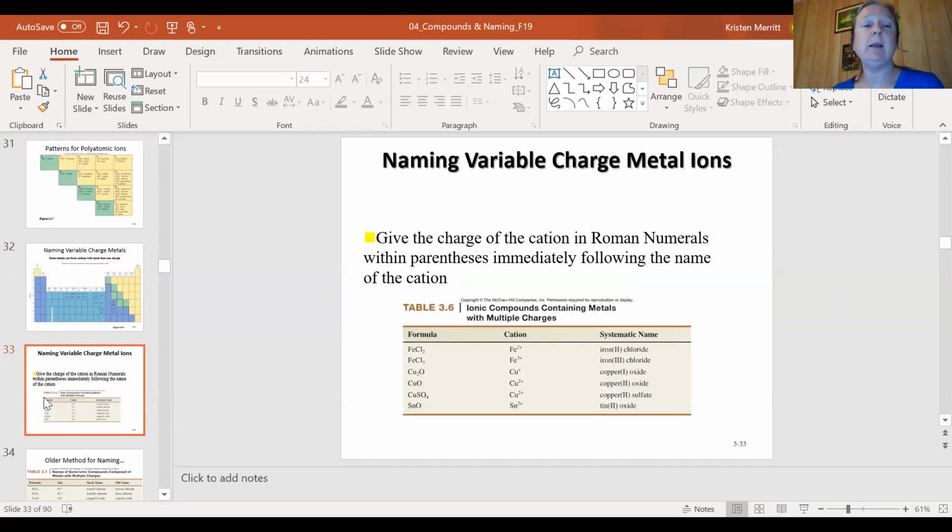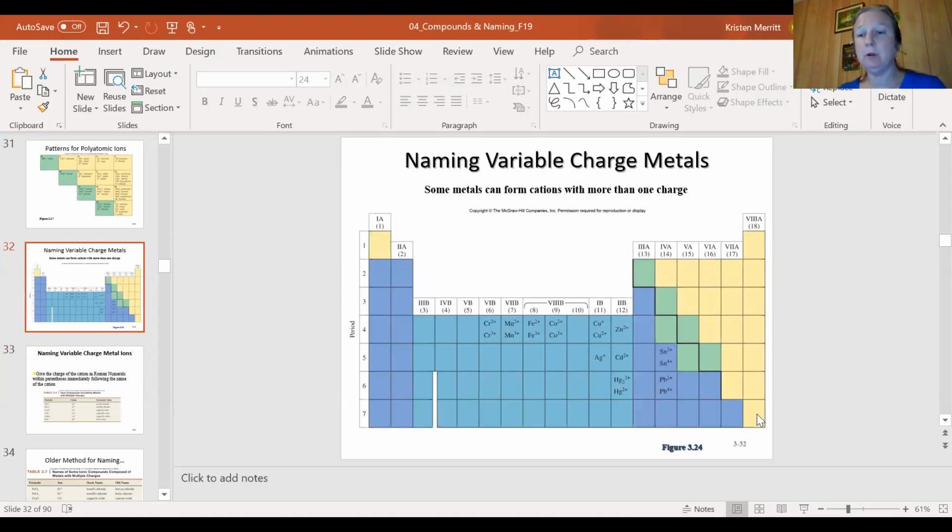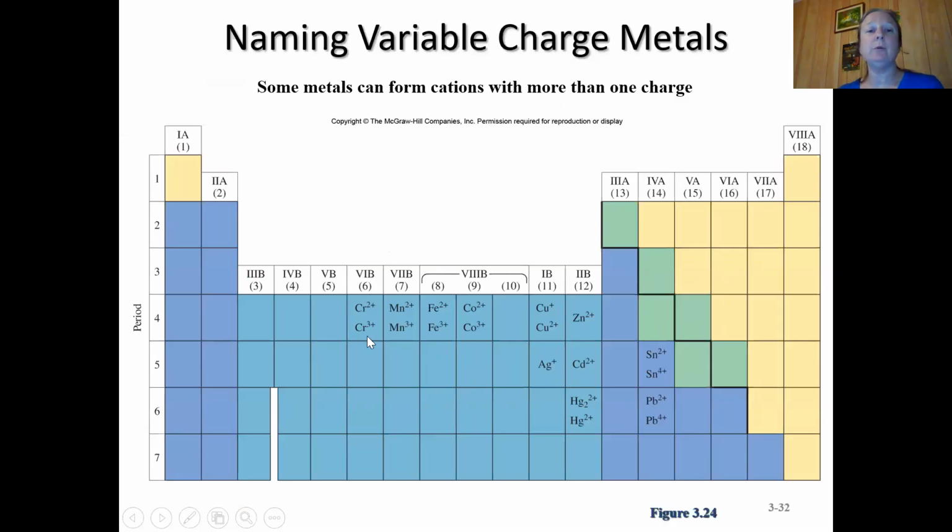All right, how do we name them? Like I said, you have to tell the viewer which form of chromium, of manganese. This is iron. The Fe stands for ferrous. It's the Latin name, but that's iron. Cobalt, copper. You have to tell the viewer or the listener which form is in complex with, let's say, the oxygen or whatever it's in complex with. So we have to put that in the name.